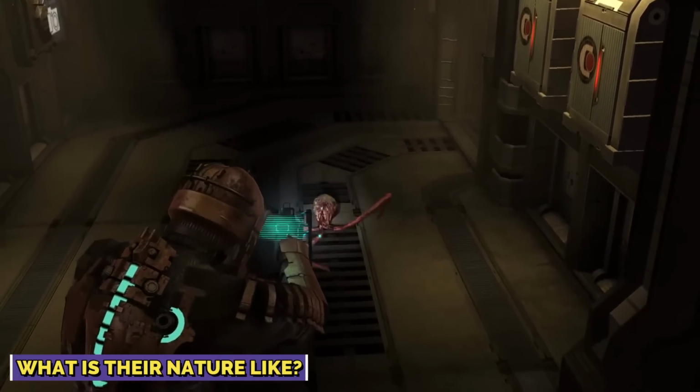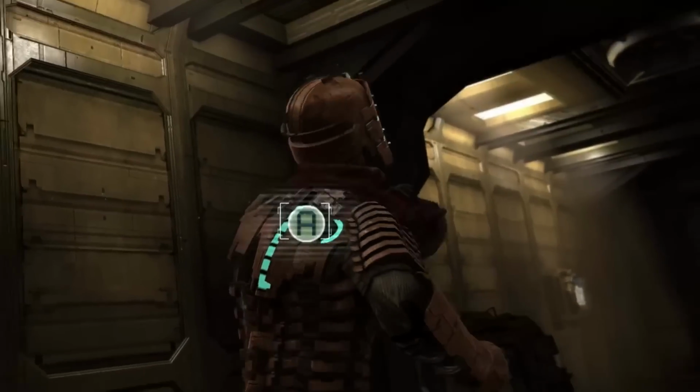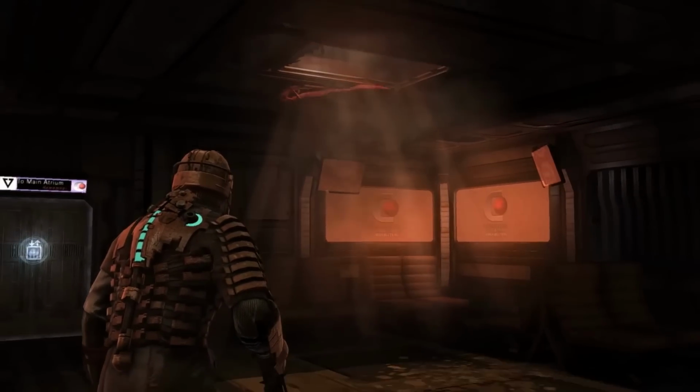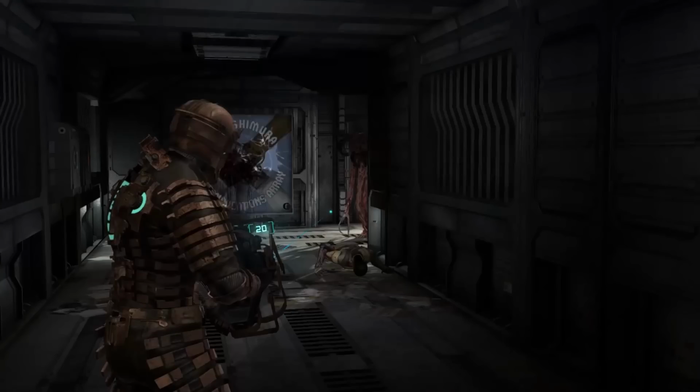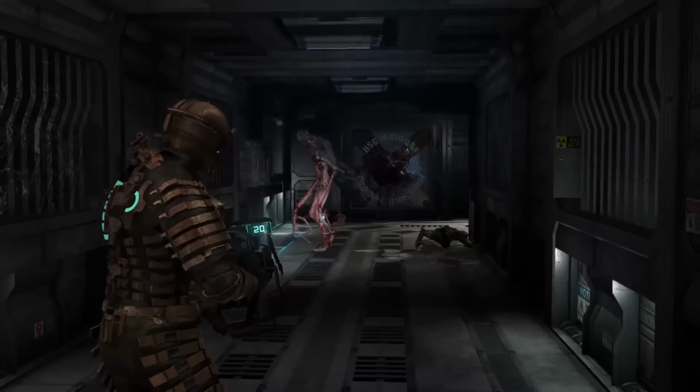What is their nature like? The Necromorphs were violent entities that attacked anyone in their field of vision and did not spare any species. They were aggressive and determined to kill anyone who was not infected by the Necromorph infection yet. Their main aim was to spread this infection all over the place, and they were often viewed as killing machines.